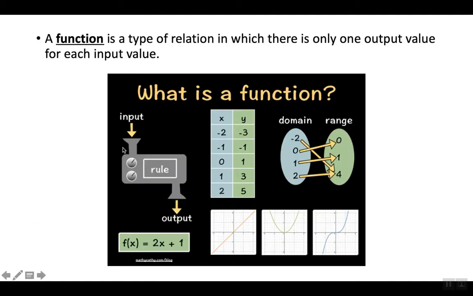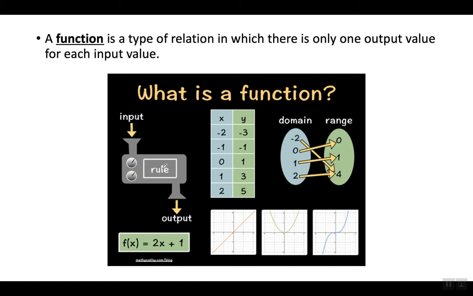Alright, let's go to the next slide. Okay, this part is important and easy, but very, very important. We're going to be dealing with it for several classes. It's extremely important. Okay, a function. A function is a type of relation in which there is only one output value for each input value. This picture right here explains it really well.